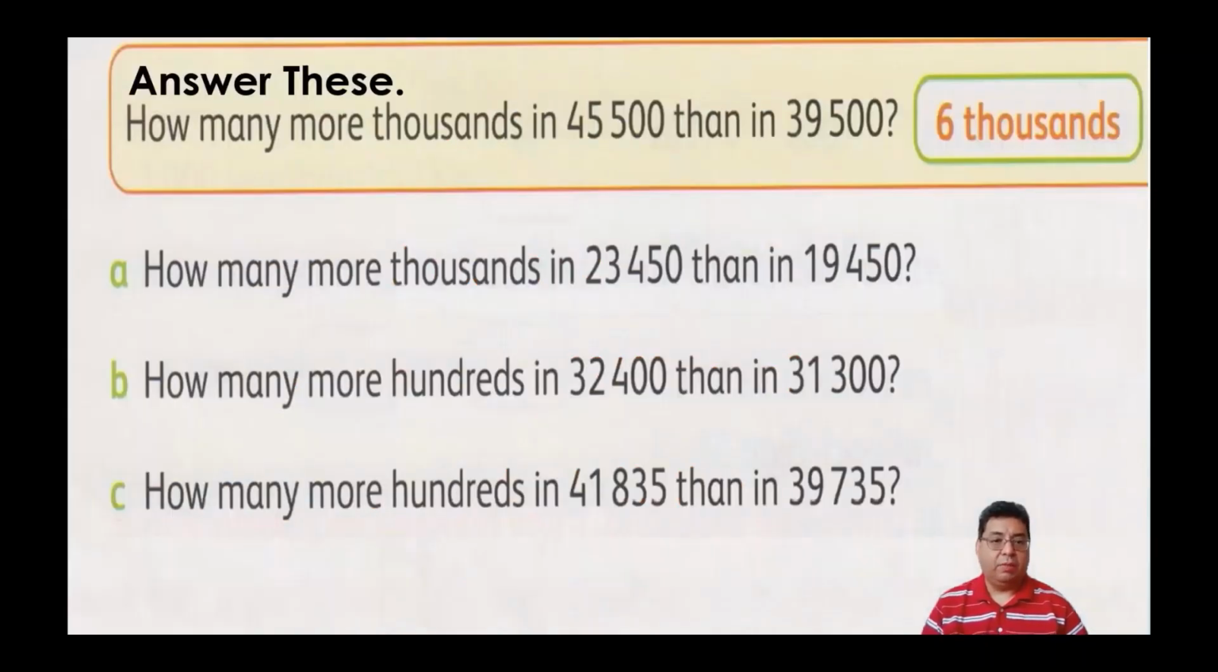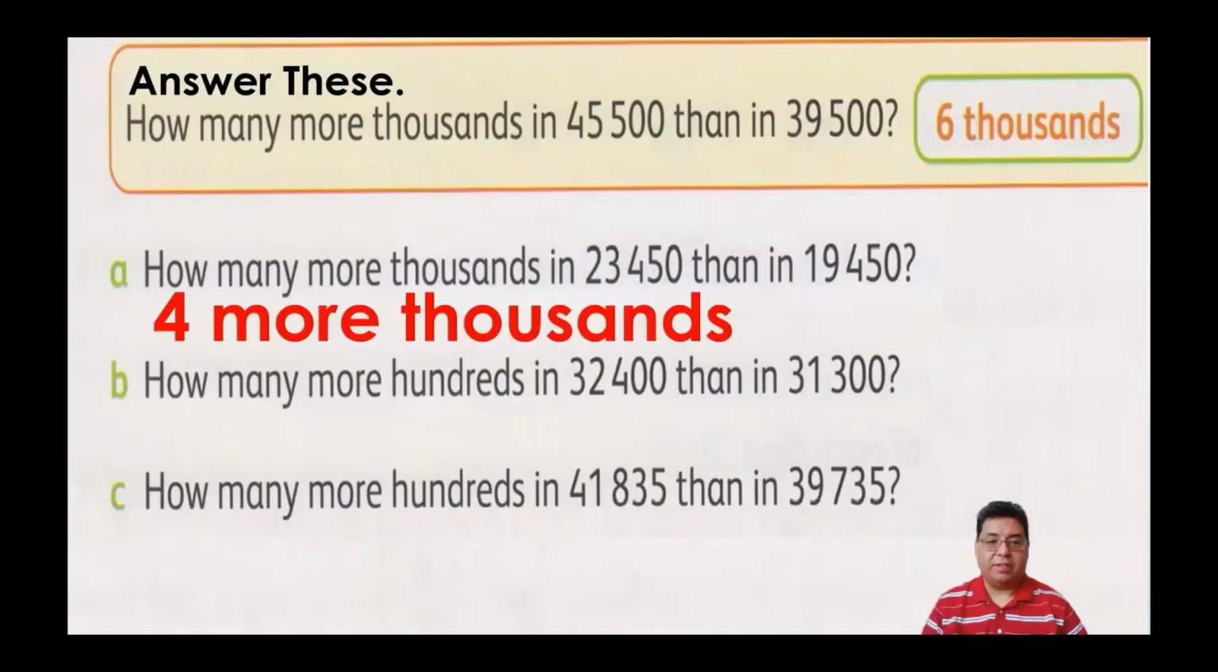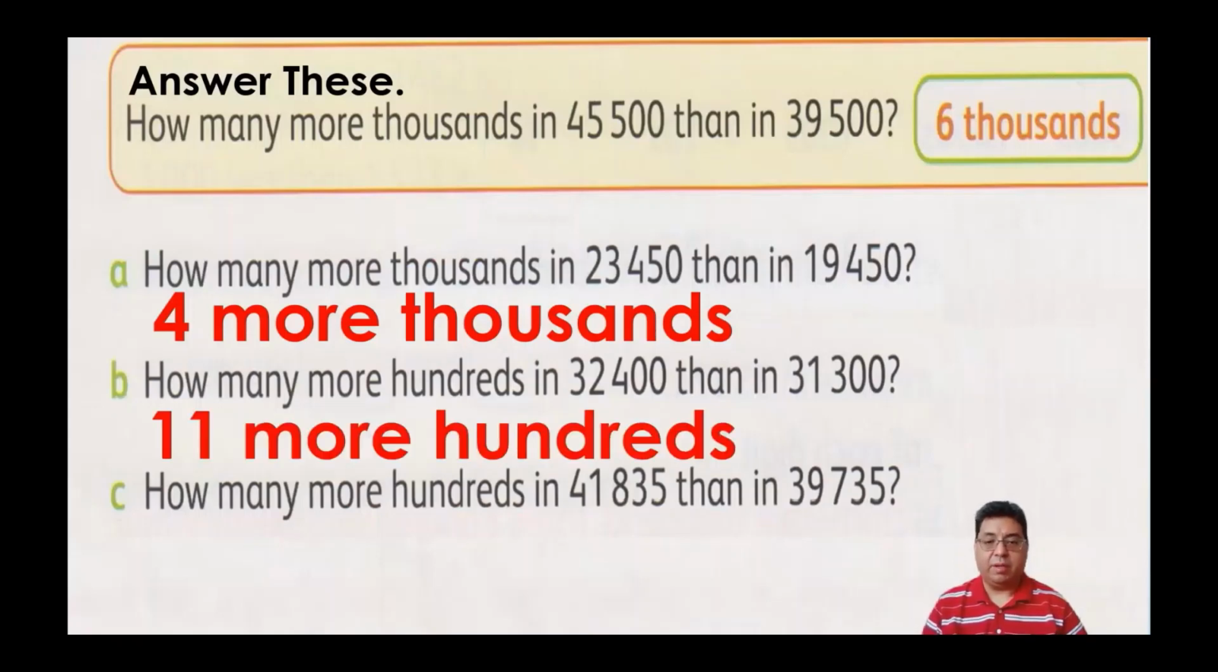So here, we're just going to ask how many more thousands in 23,450 than in 19,450. Okay, so just how many more? So the answer there would be 4 more thousands. For letter B, how many more hundreds in 32,400 than in 31,300? And then the answer would be 11 more hundreds.